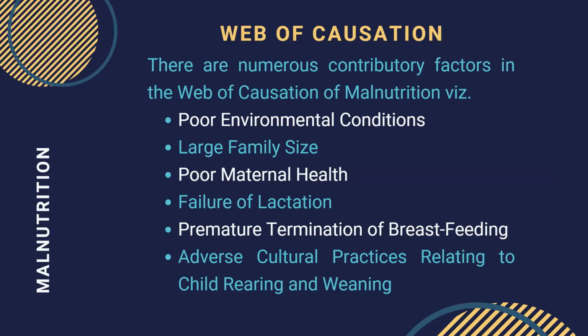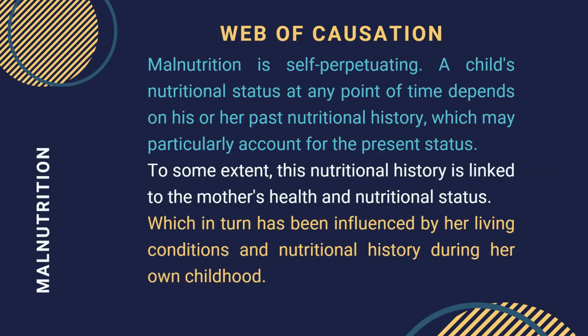Web of causation. There are numerous contributory factors in the web of causation of malnutrition, like poor environmental conditions, large family size, poor maternal health, failure of lactation, premature termination of breastfeeding, and adverse cultural practices. Malnutrition is self-perpetuating. A child's nutritional status at any point of time depends on his or her past nutritional history, which may particularly account for the present status.